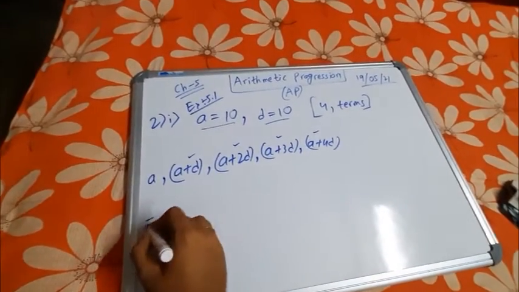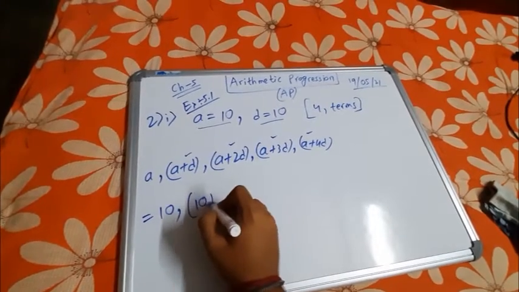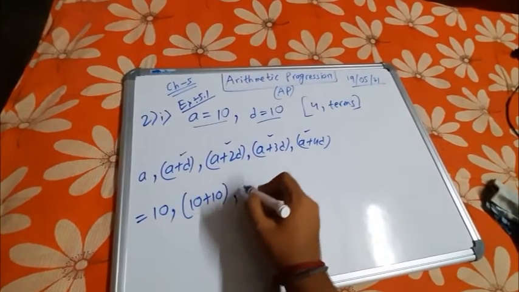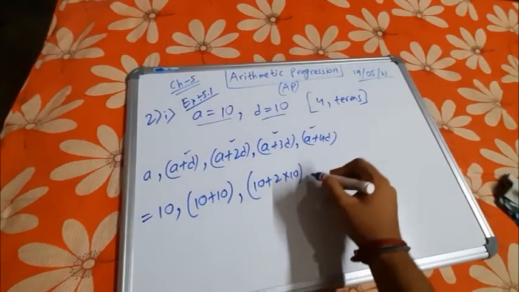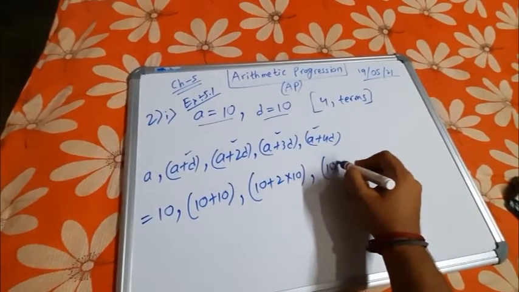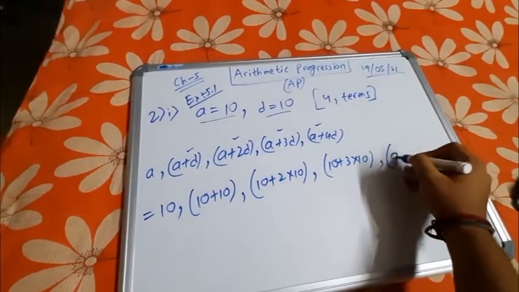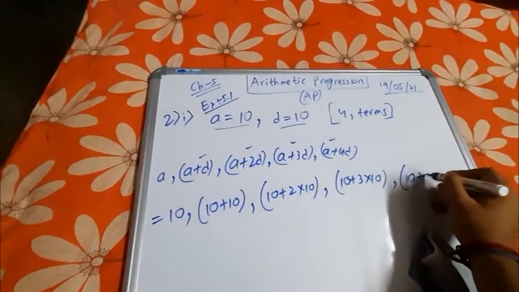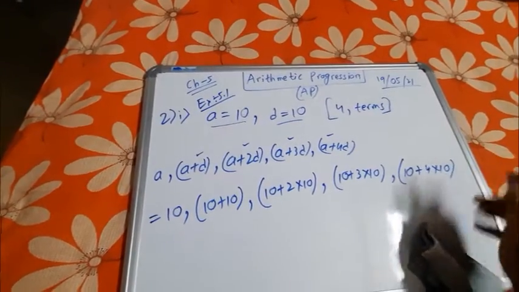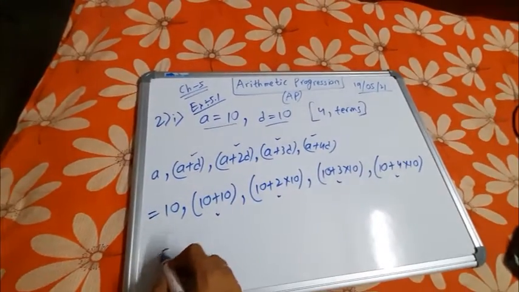Okay, now let's write. So A is 10, comma A plus D, that means 10 plus 10, comma A plus 2D, that means 10 plus 2 into 10. Comma A plus 3D, that means 10 plus 3 into 10. Comma A plus 4D, that means 10 plus 4 into 10. Like that. See, the 4 terms are done: 1, 2, 3, 4.